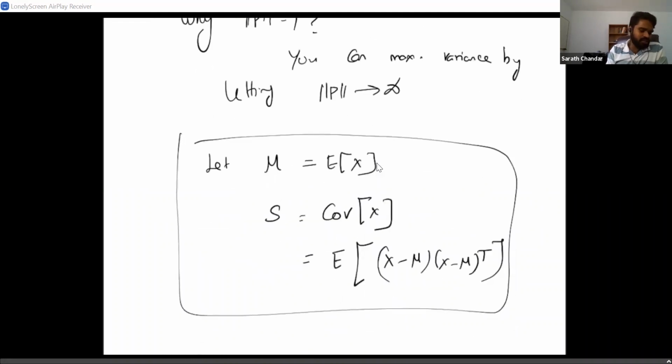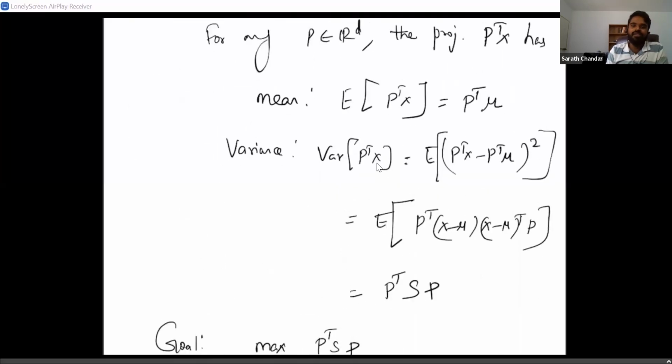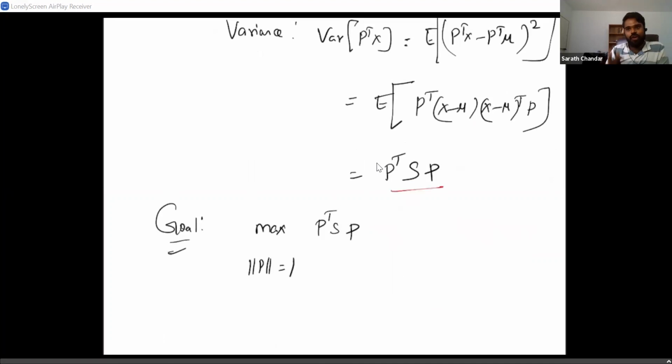The expected value of X is mu and the covariance of X is S. If I project the data, then the mean and variance in the projected space are given by p transpose mu and p transpose S p. So we have reformulated our problem as maximizing the variance in the projected space, p transpose S p, such that the norm of p is equal to 1.